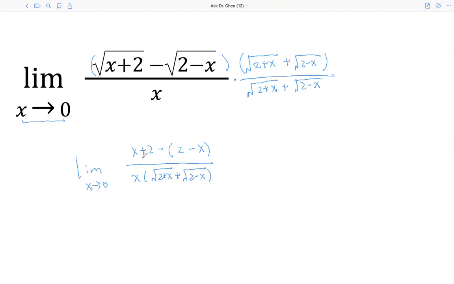So in the numerator we see positive 2, negative 2 cancel each other. The negative x becomes positive x. So the numerator will have 2x. And the denominator will have x times square root of 2 plus x plus square root of 2 minus x.